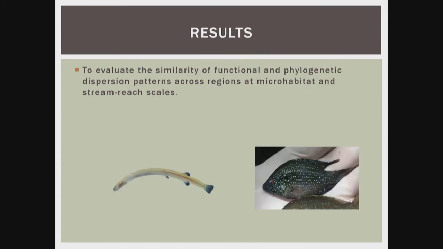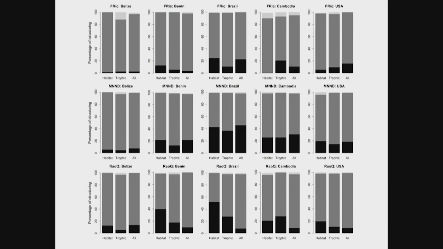So for the results, I wanted to evaluate the similarity of these phylogenetic and functional dispersion patterns at the regional and microhabitat scale. And this is a rather overwhelming slide, I know. So the columns are my different countries, Belize, Benin, Brazil, and Cambodia, these are my different functional metrics, and then each individual column are my habitat groupings. And so black is under dispersion, dark gray is no different from random, and then light gray, the little bit you can see, is over dispersion.